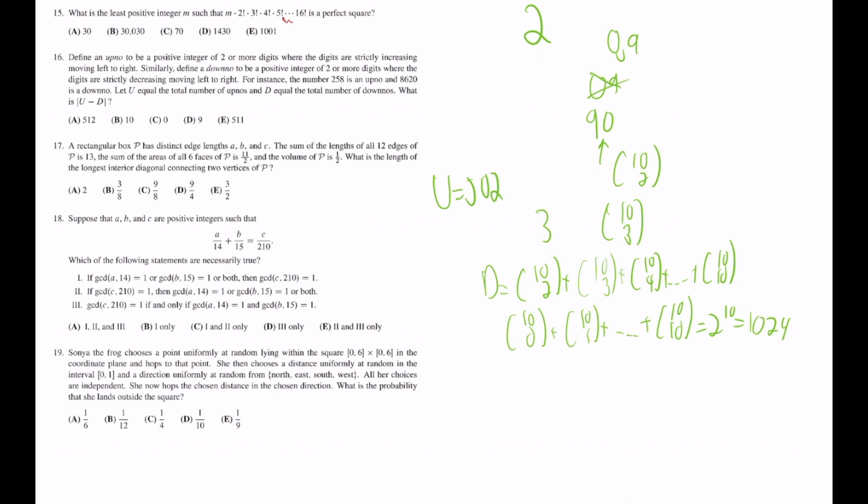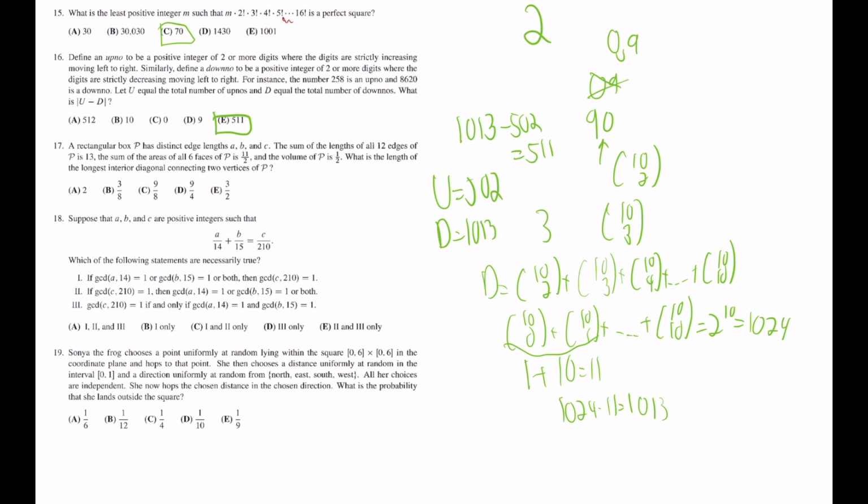And now let's subtract out these two, which is 1 plus 10, which is 11. So 1024 minus 11 is 1013. So the number of down no's is 1013. So the answer is just 1013 minus 502, which is 511. E. Just fill in that answer as well. Okay, so that was problem 16.